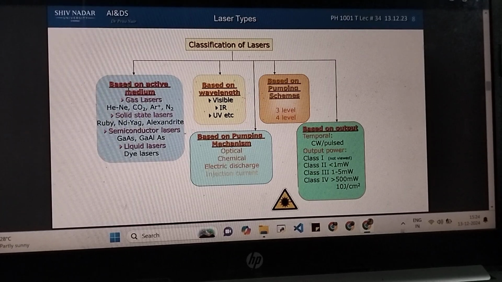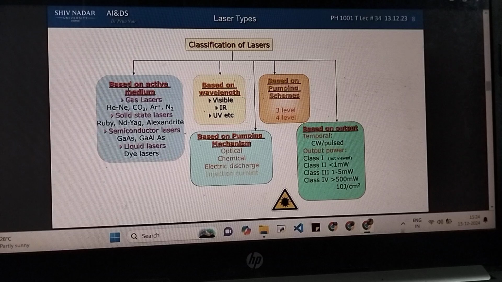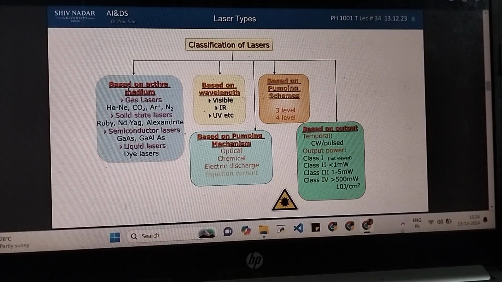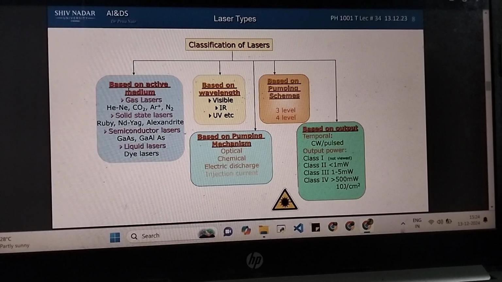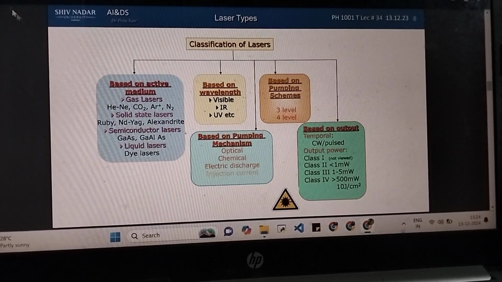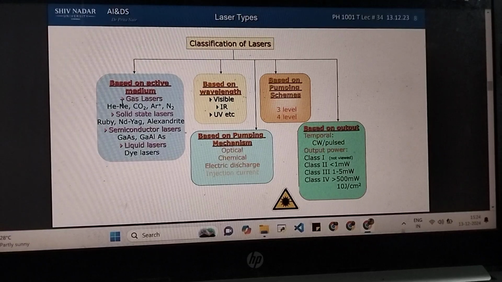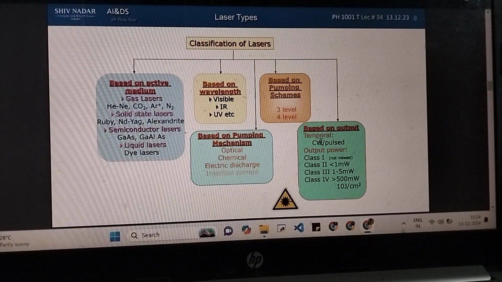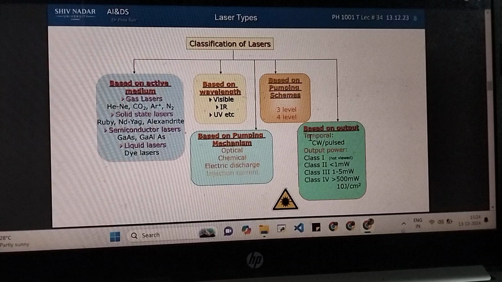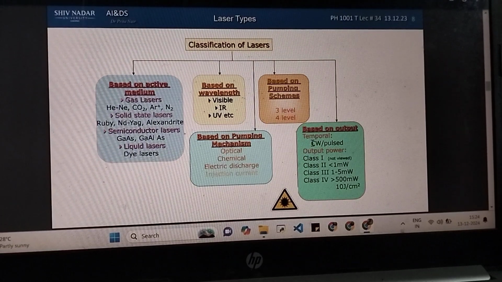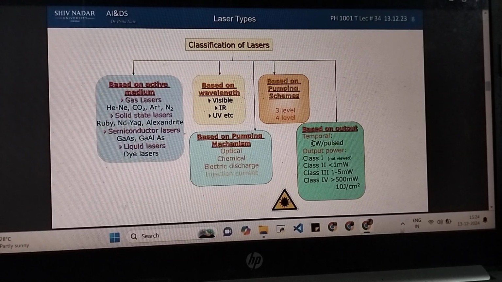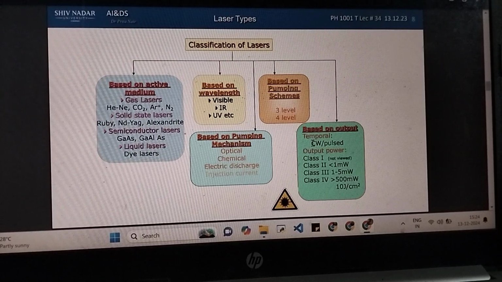Based on the active medium, which is the material itself, the element inside which you're going to be playing with the electrons and making them move across energy levels and so on. So it can be gas, solid state, liquid, or semiconductor lasers. So that is the active medium, and then based on output, temporal, meaning what is the nature of the output. Like I said, continuous wave or pulsed. So continuous is when you have one stable beam, and pulsed is when it's flickering.